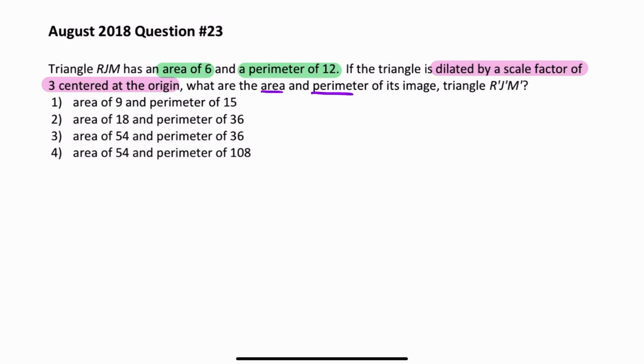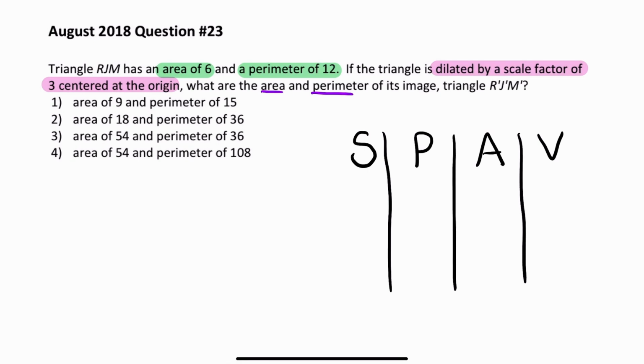So again, the only reason why I know to use SPAV in this instance is because it keeps talking about area, perimeter, all these letters that I know are in my SPAV chart. So let's put that down. S, P, A, V. Now, it doesn't give me a ratio. Instead, it talks about a dilation, which is how we started this video, talking about how things scale differently in dilations. And it says a scale factor of 3, which means whatever my original figure was, let's say 1, now it's being multiplied by 3.